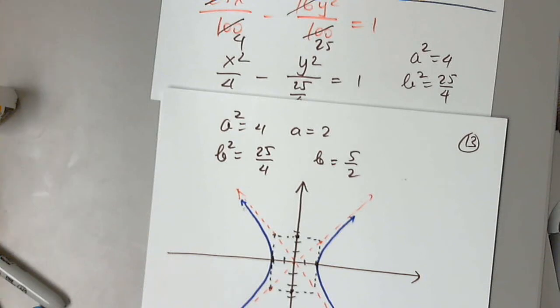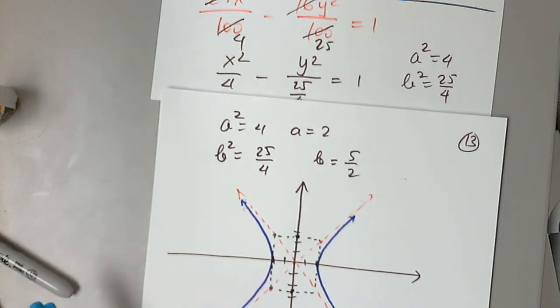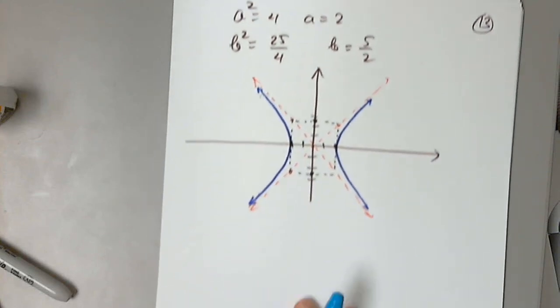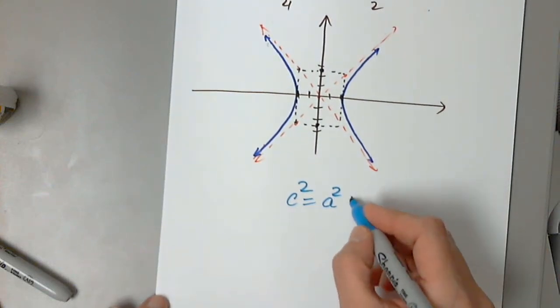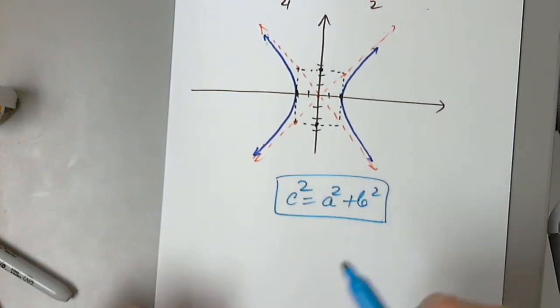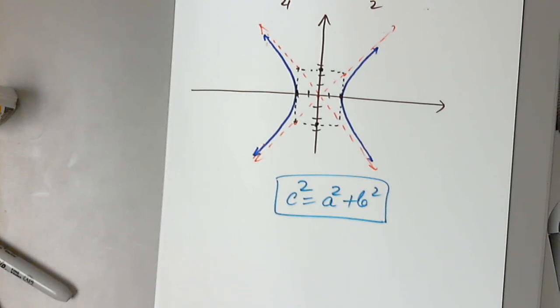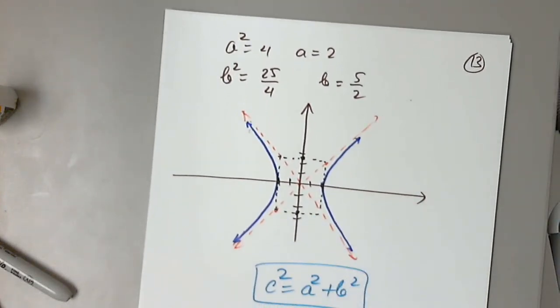By the way, I want to mention how we determine c. In this case, c squared is a squared plus b squared. Remember, for the ellipse, it was a squared minus b squared. It doesn't matter if the b value is bigger. If there is a negative in front of y squared, it's still on the x. So the numbers do not matter, as long as the one that has a minus in front is the minor.